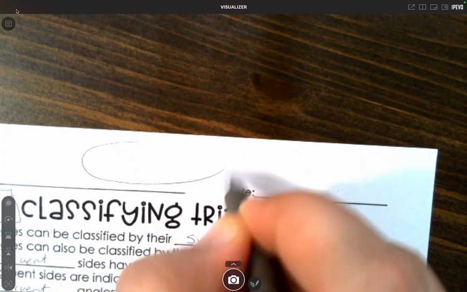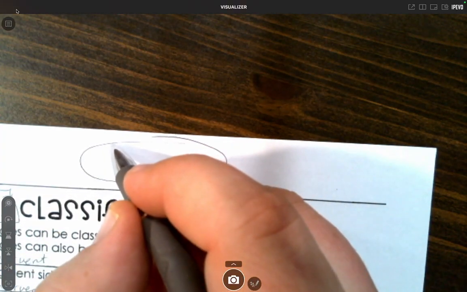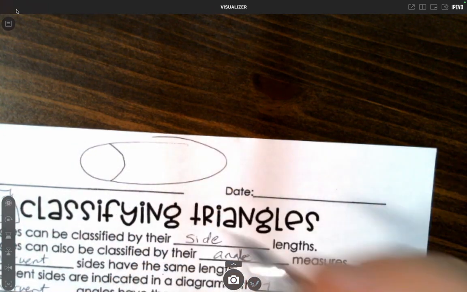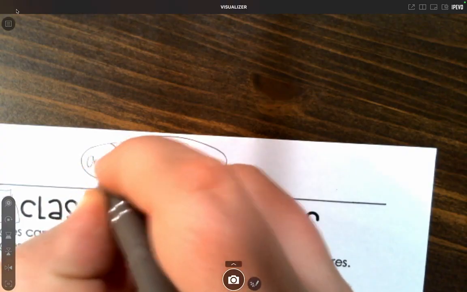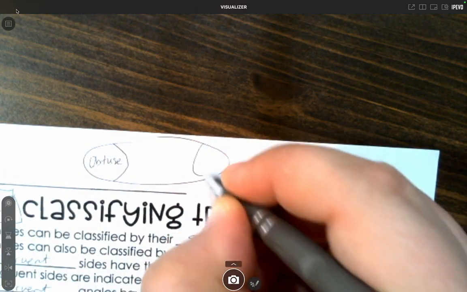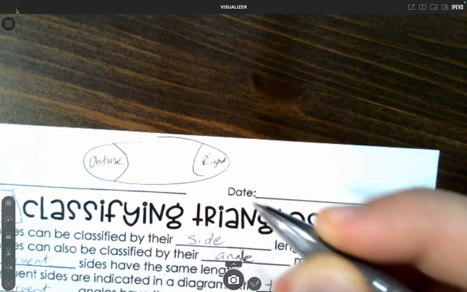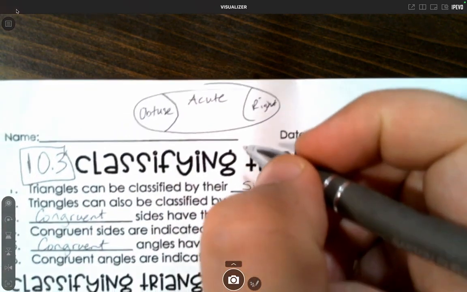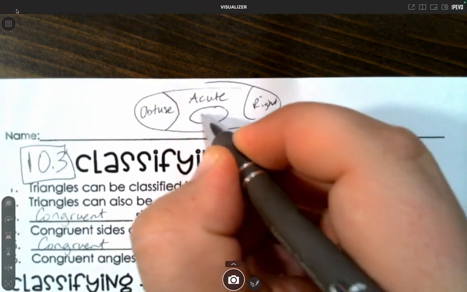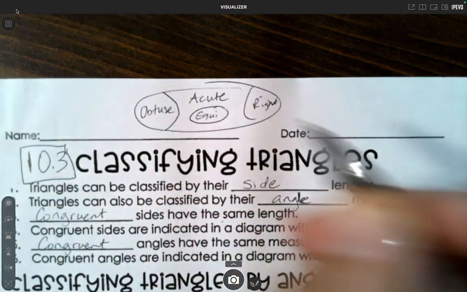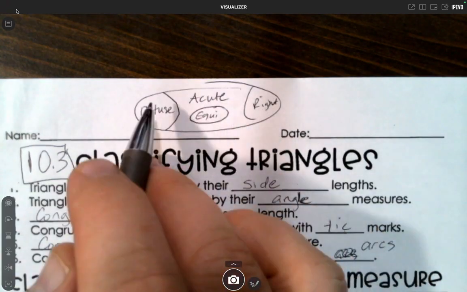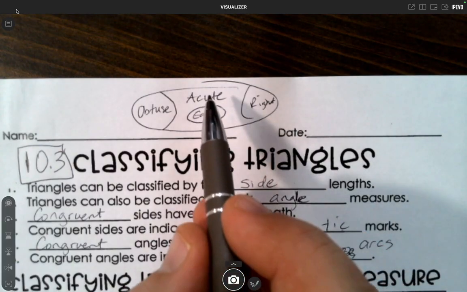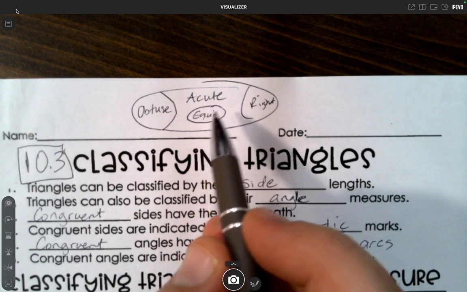We've got all triangles, and we have over here obtuse. Over here, which we haven't talked about yet, but that's the last one, is right. And then here is acute. But inside the acute group, there's another group called equiangular. So obtuse, acute, and right are three completely separate things. You cannot be more than one of those at a time. But acute triangles might be equiangular or they might not.